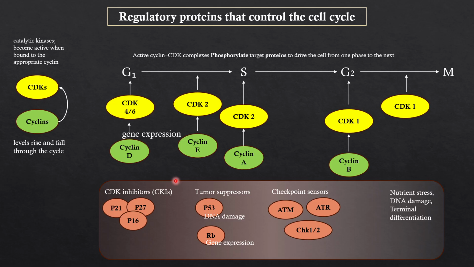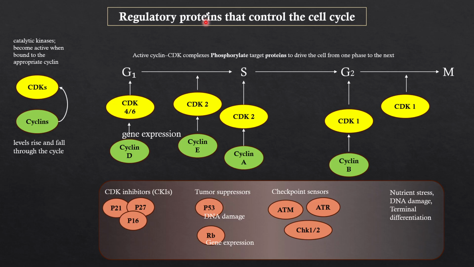However, this process is not unchecked. The cell cycle is tightly regulated by inhibitory mechanisms, and these are the CDK inhibitors such as p21, p27, and p16. They can bind to the cyclin-dependent kinase complexes and block their activity, effectively halting the cell cycle when necessary. Tumor suppressor proteins also play a critical role. For example, p53, often called the guardian of the genome, is activated in response to DNA damage and can induce cell cycle arrest.